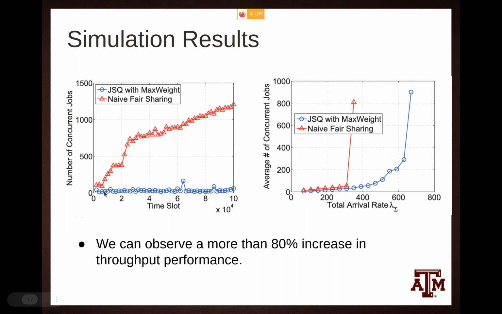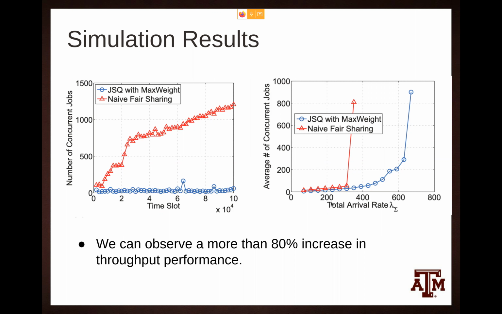Now in this figure, we can observe that with an increase in the time slot, our algorithm is almost constant, while the naive-Fair algorithm is increasing continuously. So in the next graph, we'll exactly get the details of until when the algorithm is stable or not, with respect to the total arrival rates and the average number of concurrent jobs.